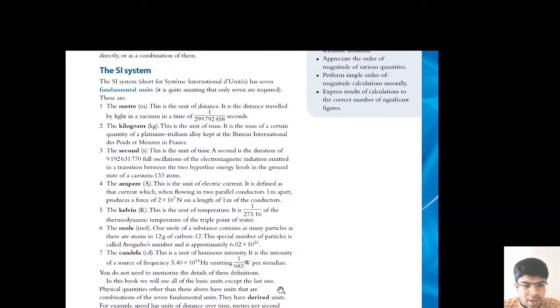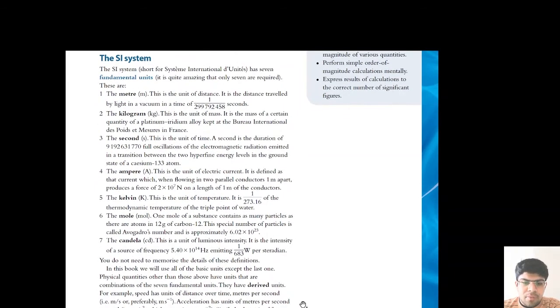Physical quantities other than those above have units that are combinations of the 7 fundamental units. They have derived units. For example, speed has unit of distance over time, so it's meters per second, denoted by m/s. And acceleration has units of meters per second squared, which can also be denoted by m s raised to the power minus 2.